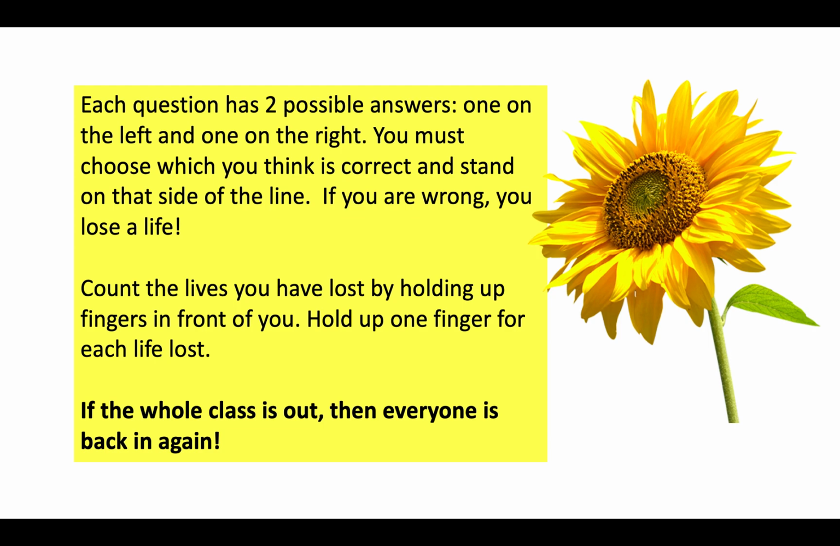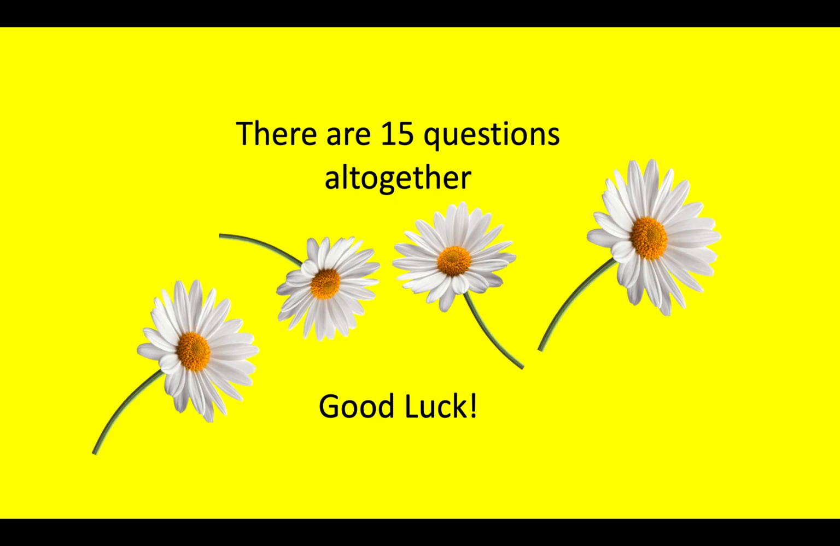And instead of standing on one side of the room or the other like we would in school, you can do this on your own quite easily by literally choosing A or B. A is on the left, B is on the right. And you just literally, on a scrap piece of paper, write down your answer. You do not need to do this in your book. Let's have a go at the first one. So there are 15 questions.